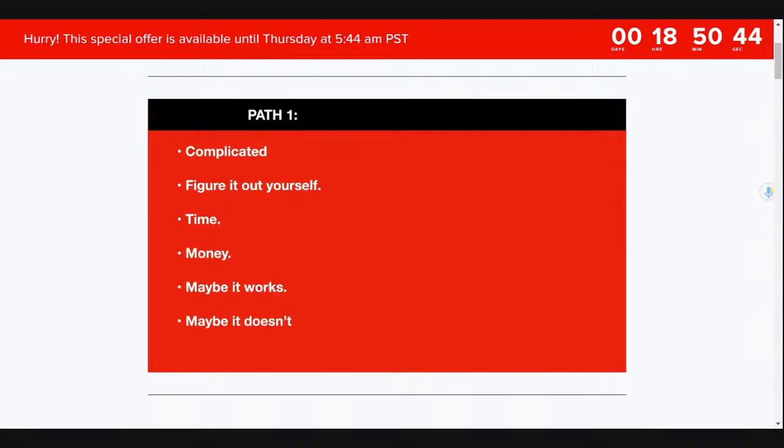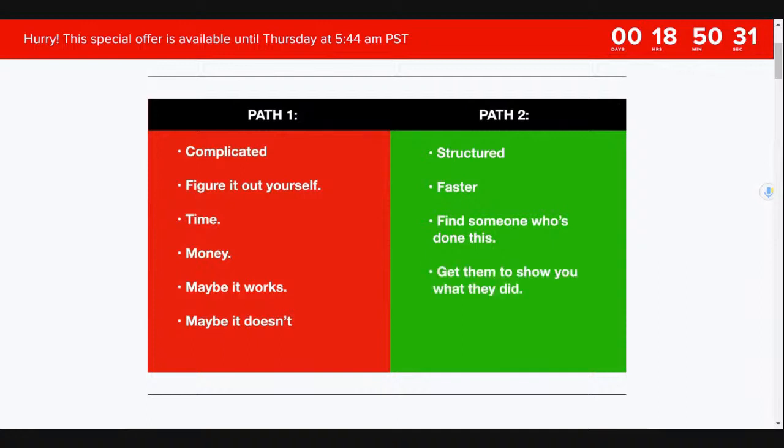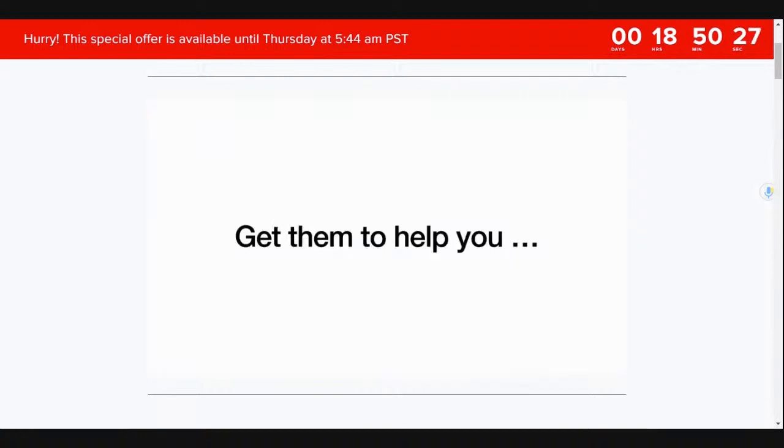I hope it does. If you go down that path, I genuinely hope that it does work out for you. The second path is something that's more structured, and it's a lot faster and it's really simple. You find someone who's done this, and then you get them to show you what they did, and then you get them to help you do it. And that's kind of the most important thing there, actually get them to help you, not just show you, but actually help you do it.